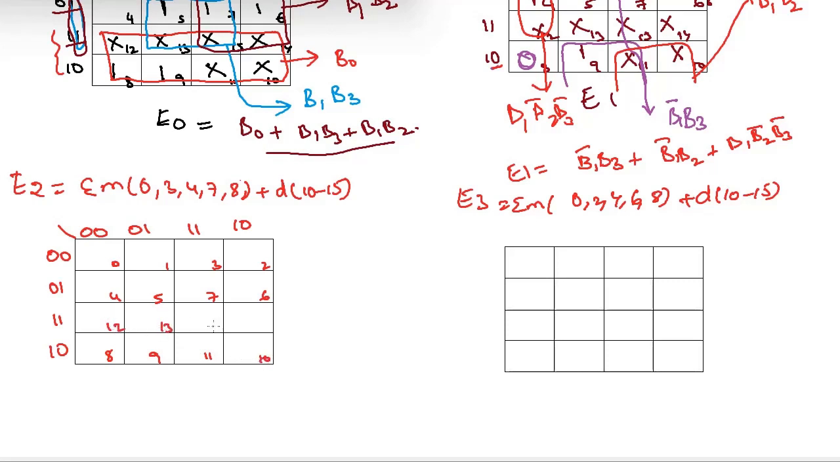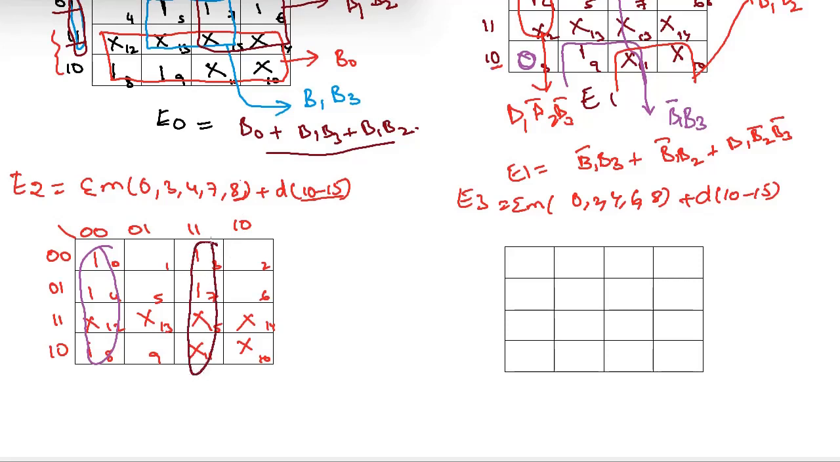So now plot the values: 0th cell 1, third cell 1, fourth cell 1, seventh cell 1, eighth cell 1, and positions 10 to 15 are don't care conditions: 10, 11, 12, 13, 14, and 15 don't care. So now take the groups. This is the first group and this is the second group. So I am taking two quads here.